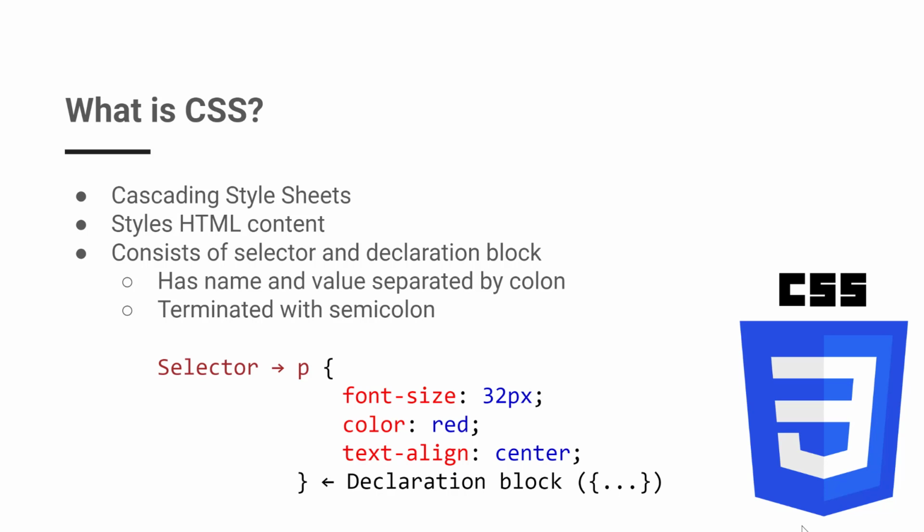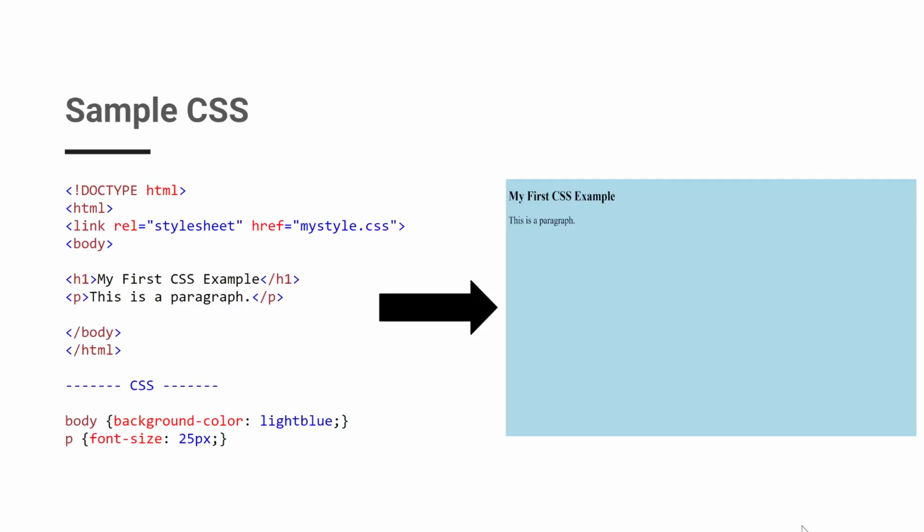Here in the little snippet, you can see we have our selector. We're selecting the P tag, and then in our curly braces, that's actually our declaration block. And here you can actually see various attributes that we're specifying on how we want to style this particular paragraph tag. Here we have various attributes like font size, color, and also how we want to align the text.